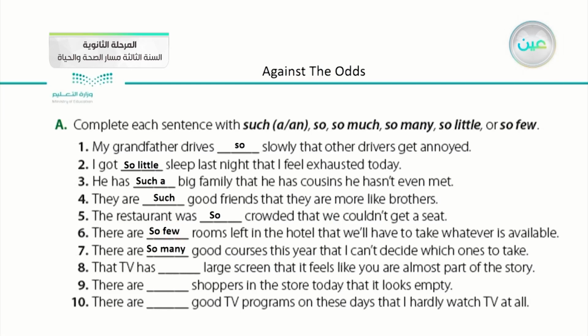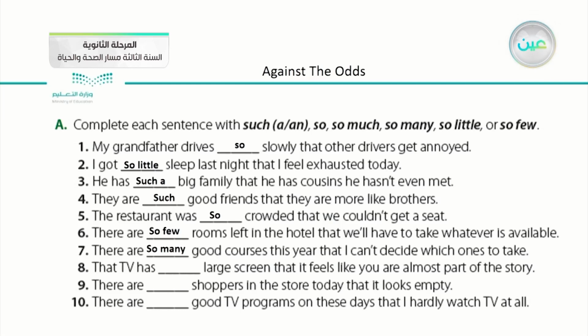Number seven, there are so many good courses this year that I can't decide which one to take. Here we have the opposite situation. There are good courses this year that I can't decide which one to take. That means there are plenty of courses, so he or she couldn't make up their mind about which course to take.